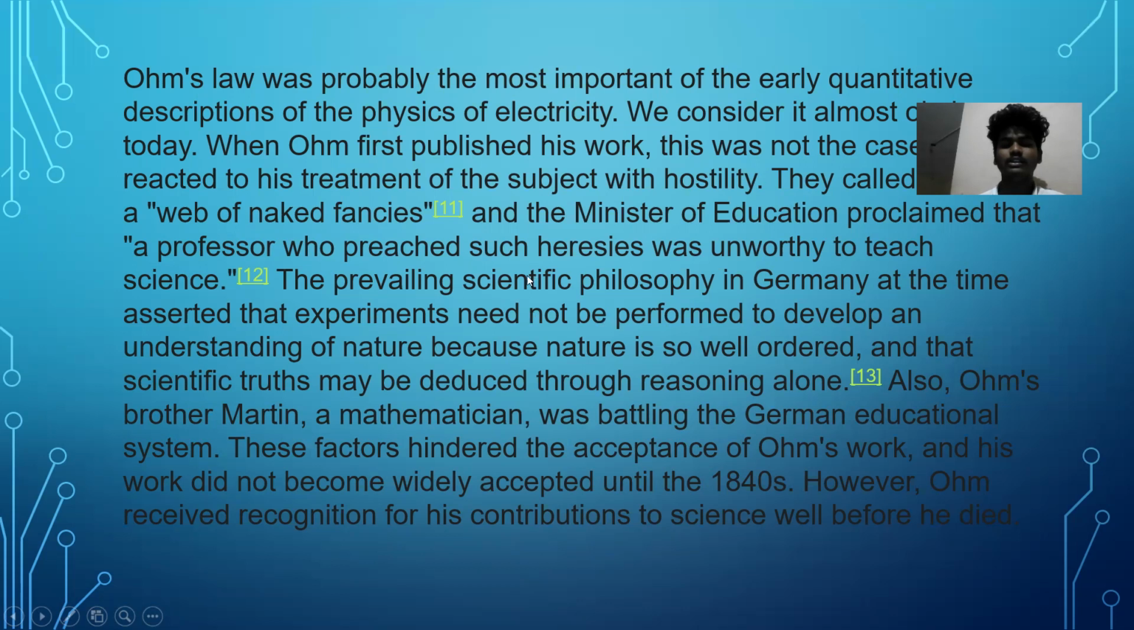The prevailing scientific philosophy in Germany at the time held that experiments need not be performed to develop an understanding of nature, because nature is so well ordered, and that scientific truths may be deduced through reasoning alone. Also, Ohm's brother Martin, a mathematician, was battling the German educational system. These factors hindered acceptance of Ohm's law, and it did not become widely accepted until the 1840s.